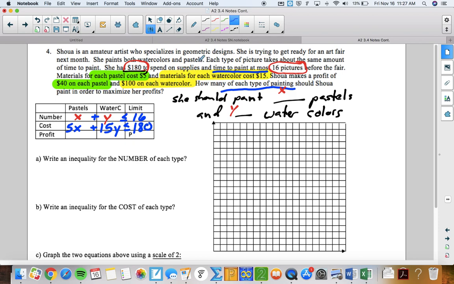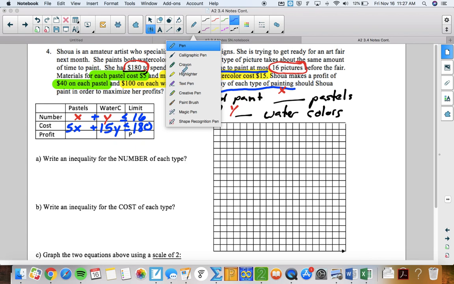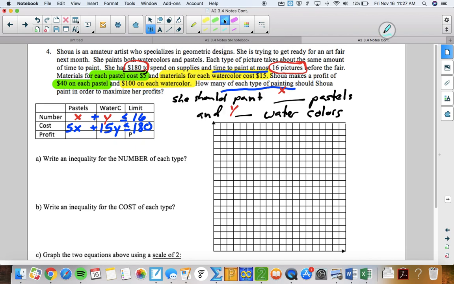So these are our two constraints, folks, by the way. But then there's opportunity to make money here. We'll graph these in a second, but in the end, we want to make a profit. So the profit equation, we might as well go ahead and write, but we're not going to graph this. We just plug in our vertices or corners into that. She makes $40 on each pastel, so $40 times each pastel plus $100 on each watercolor, so 100Y. And that equals the profit.